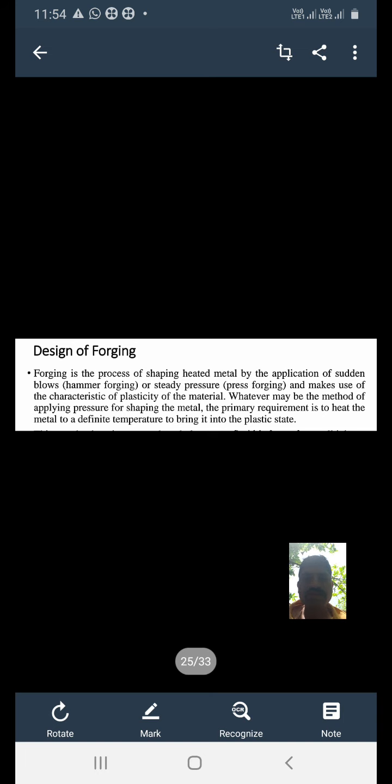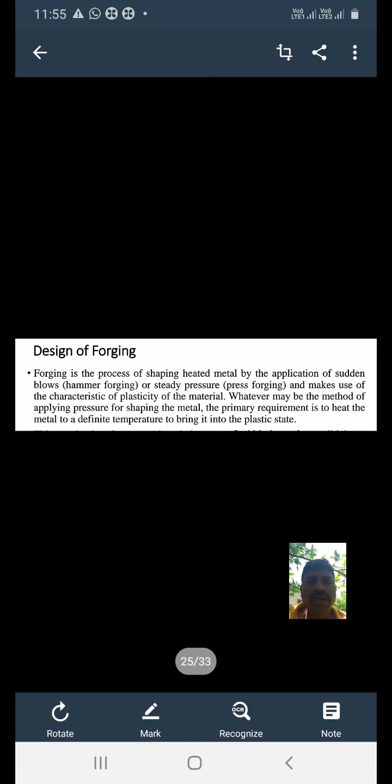Forging is the process of shaping heated metal by the application of sudden blows. There are two types of forging. First is hammer forging and second is press forging. In hammer forging, there are sudden blows, meaning the load or impact comes suddenly with the help of a hammer. And second, in press forging, we are applying steady pressure, and it makes use of the plasticity characteristics of the material.